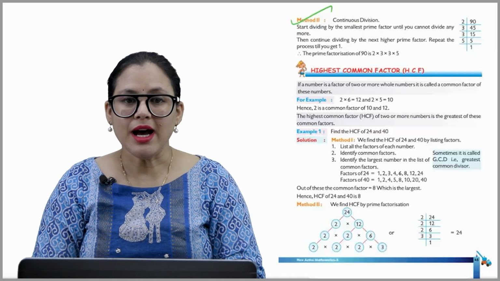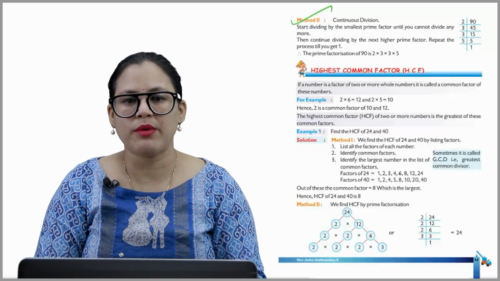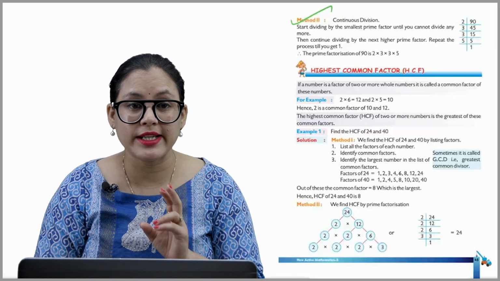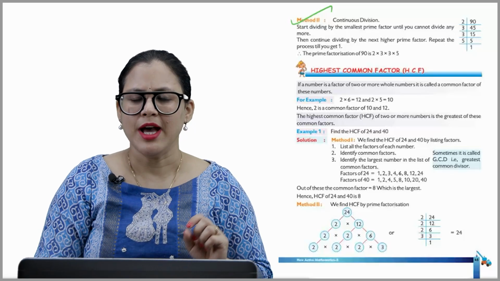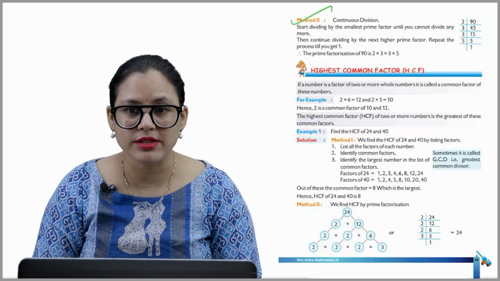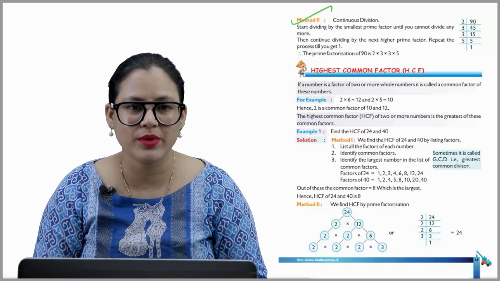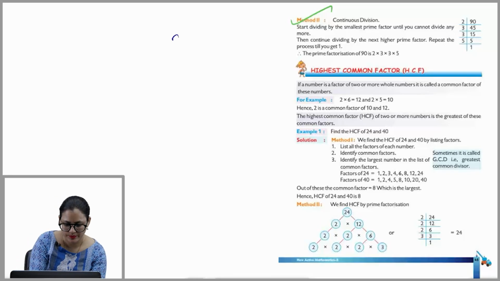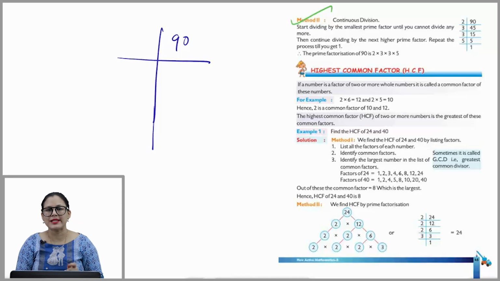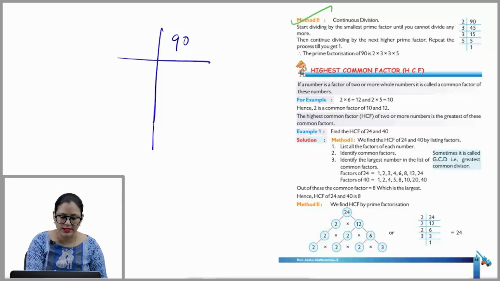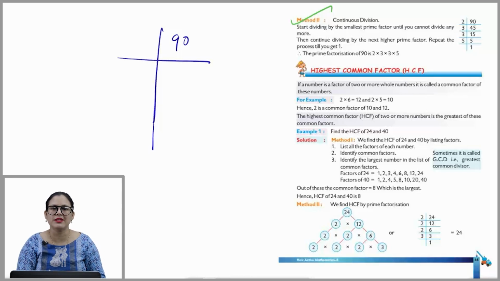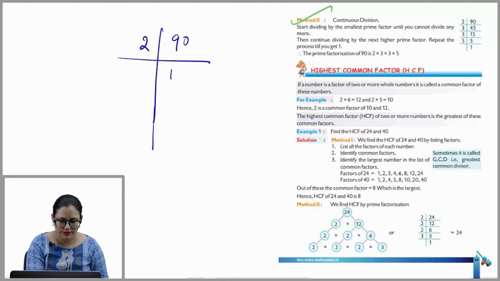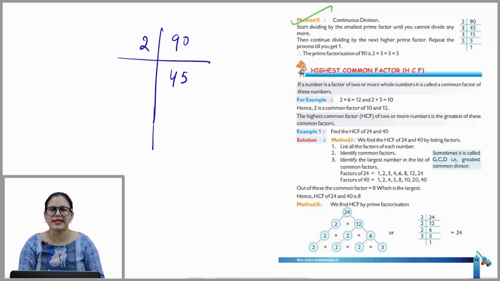Okay. Start dividing by the smallest prime factor until you cannot divide anymore. Then continue dividing by the next higher prime factor. Repeat the process till you get 1. The prime factorization of 90 is, let's check out. We'll start with the smallest prime factor. Okay. Since it is an even number, it can be divided by 2 completely. So 2, 45. Now it is an odd number.